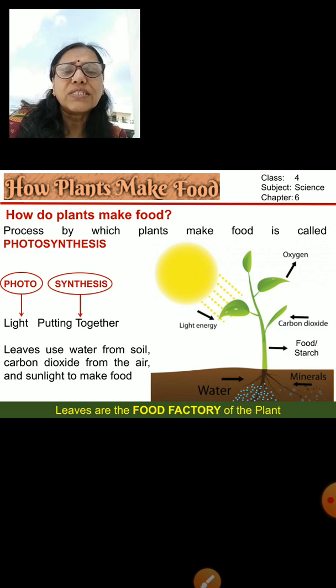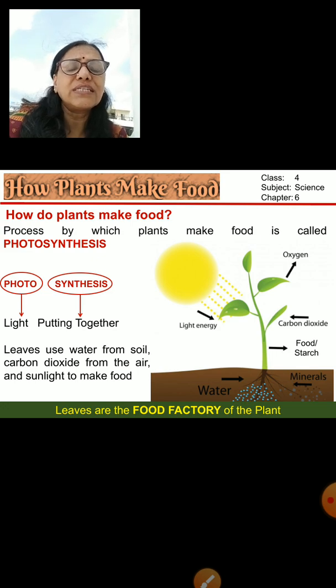This word photosynthesis is made up of two words. Photo means light, synthesis means putting together. So photosynthesis means in the presence of sunlight, carbon dioxide from the air, water from the soil, and chlorophyll, all these things are put together and the food is made.